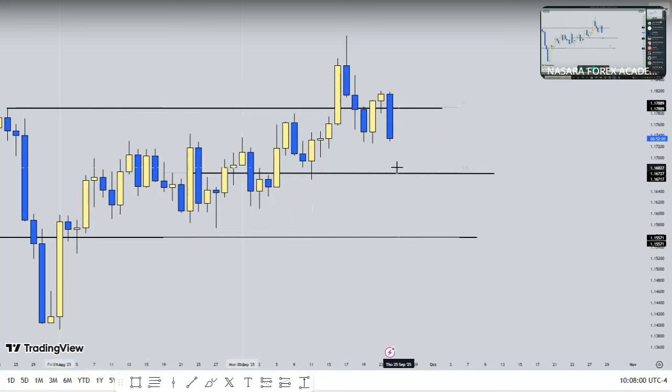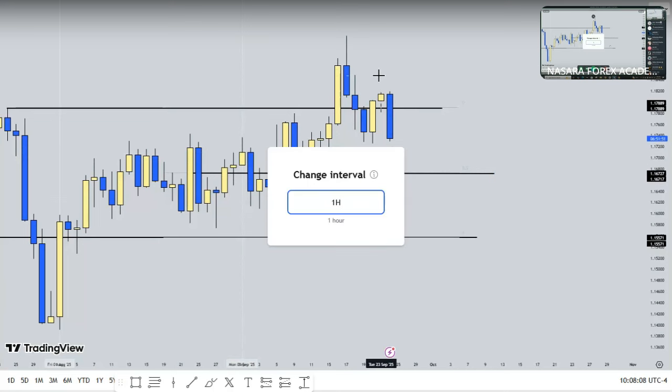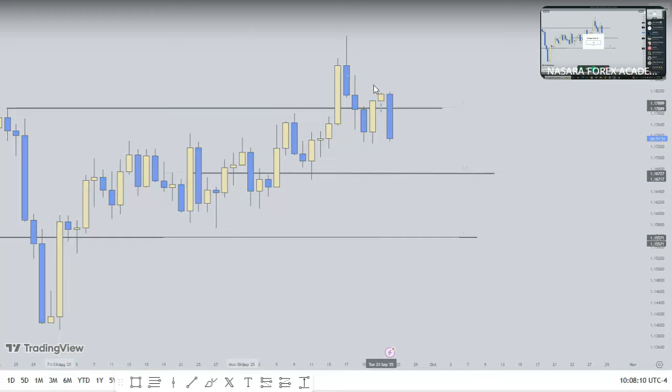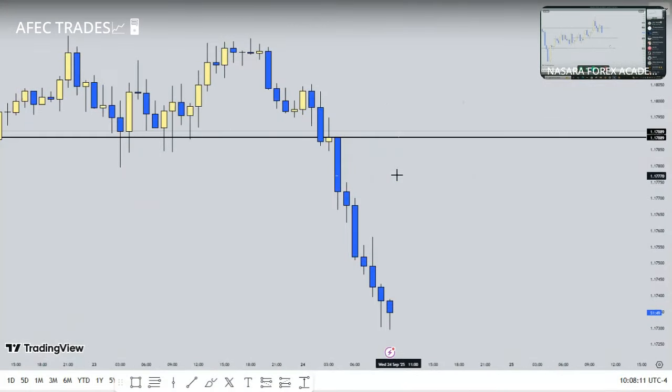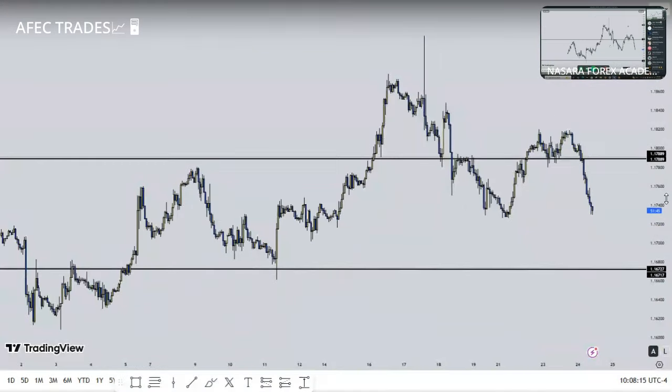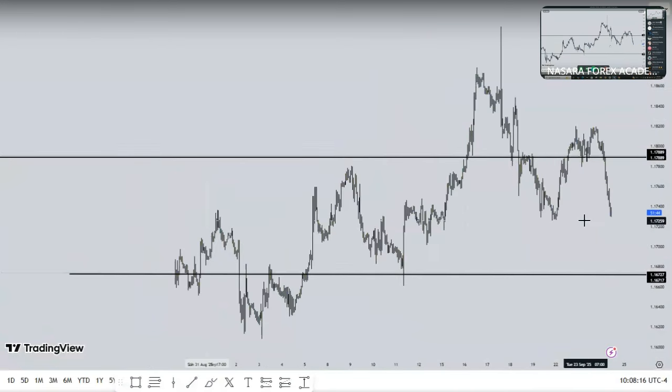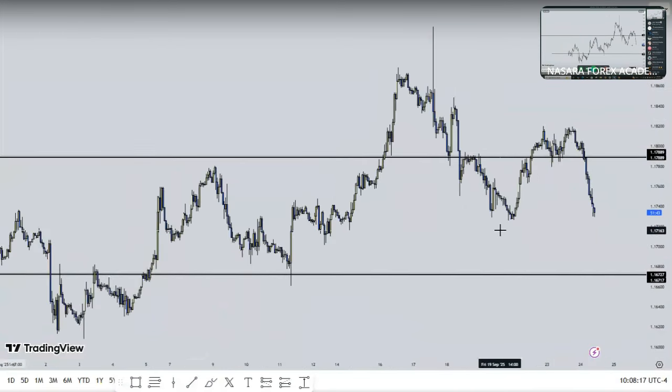Okay, this is the daily chart, so I'm going straight up to my 1 hour chart and see what had happened. So this is the range from here to here.